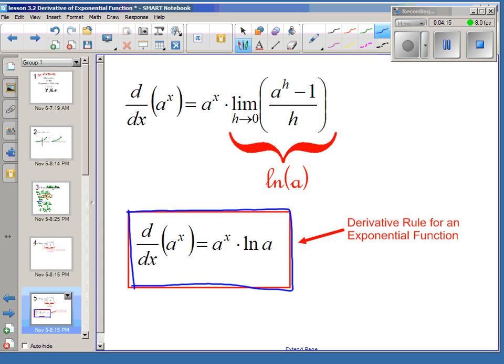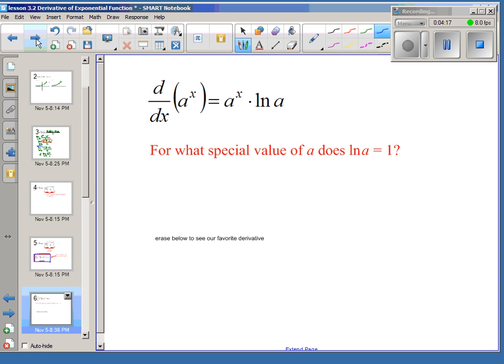So let's run through a few examples here. Nope, let's not run through a few examples. Let's wait a second. Let's look at the special value here quick. So when does the natural log of a equal 1? That happens when we have the natural log of e. We talked about natural log and e being inverses of each other, so they cancel each other out.